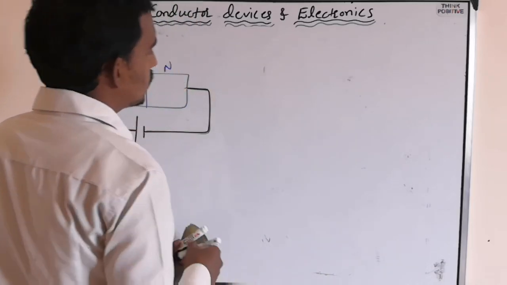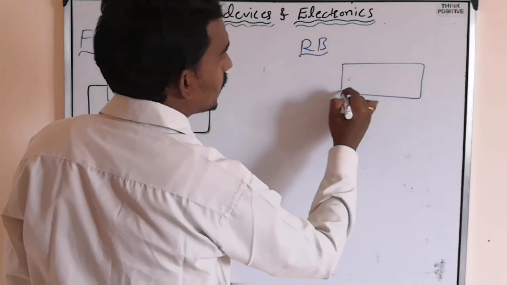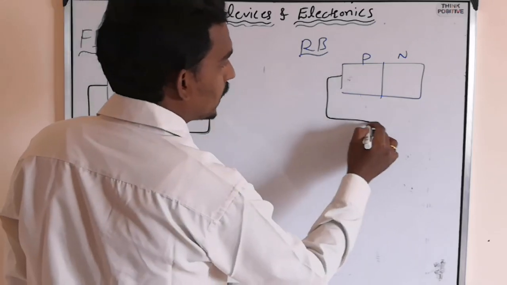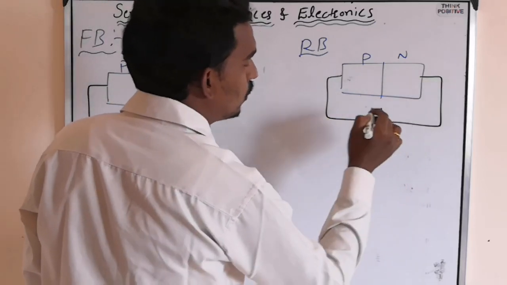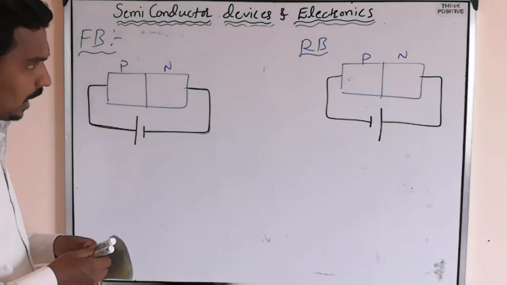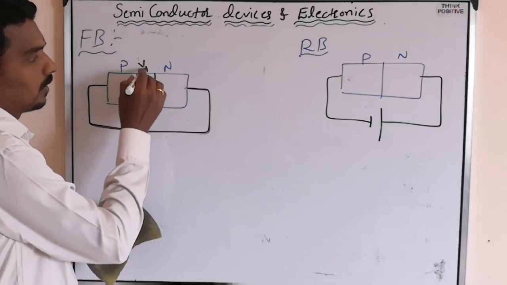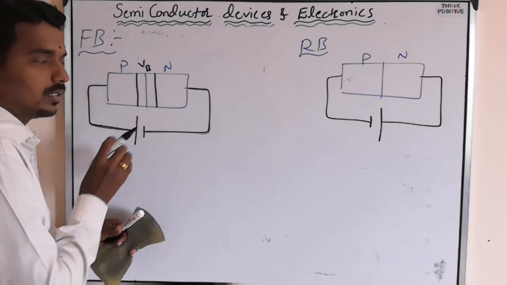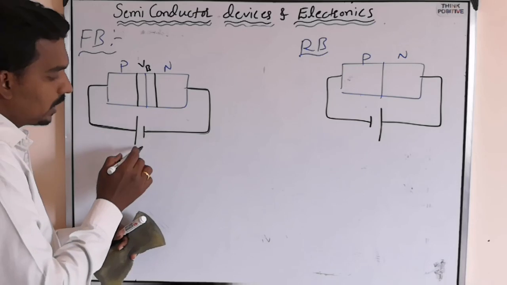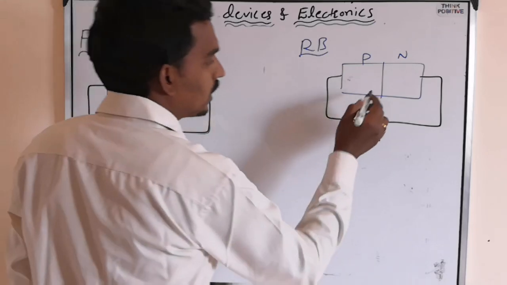And if you take reverse bias, you take P-type and N-type, a PN junction, and you should connect P to the negative terminal and N to the positive terminal. Now, here is the barrier potential, which opposes the charge carriers crossing the junction. But now we are applying an external potential. Same thing here also.